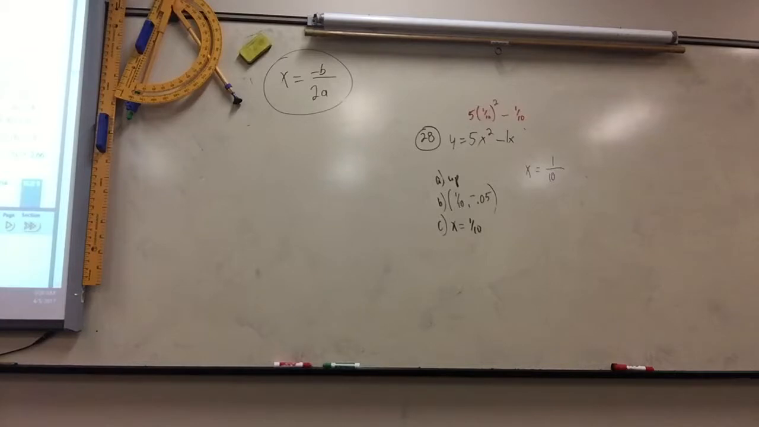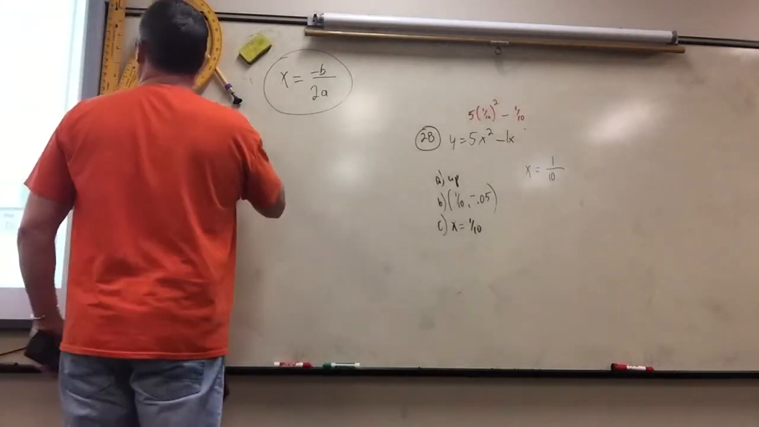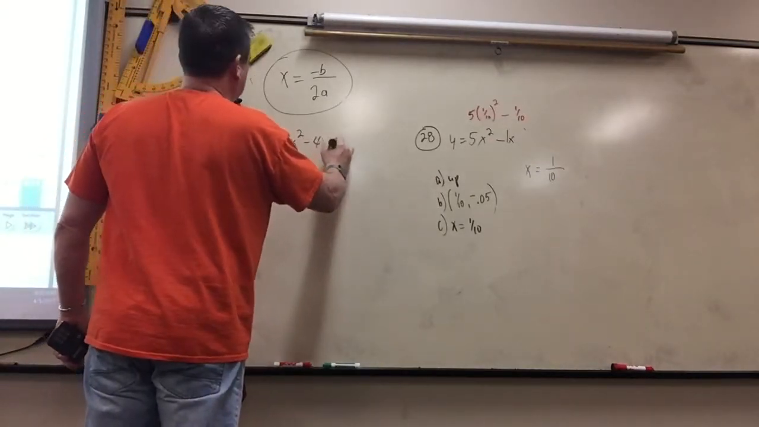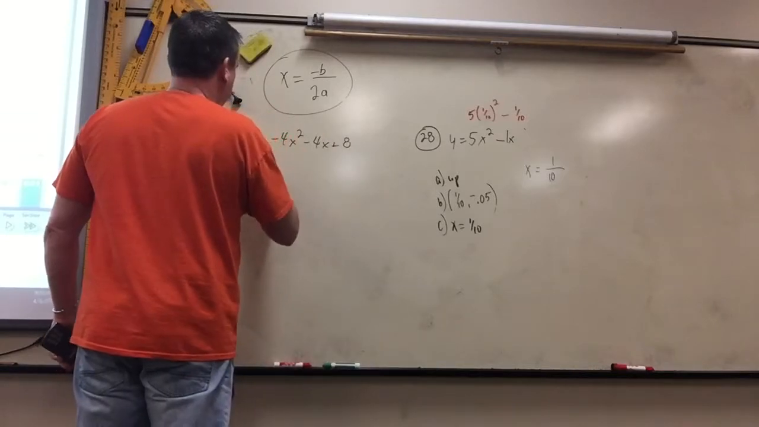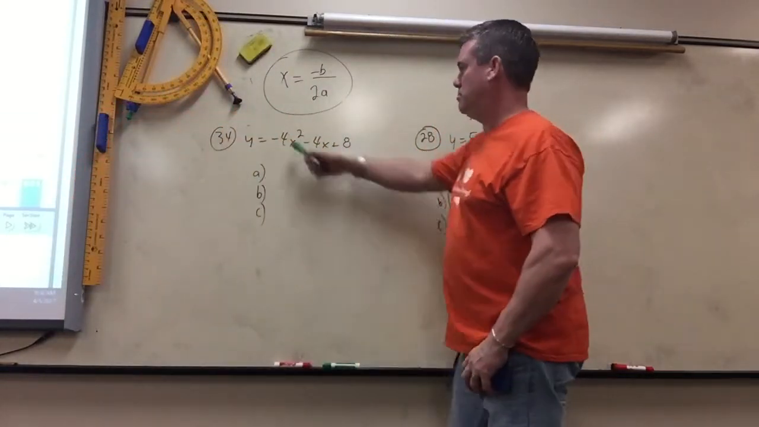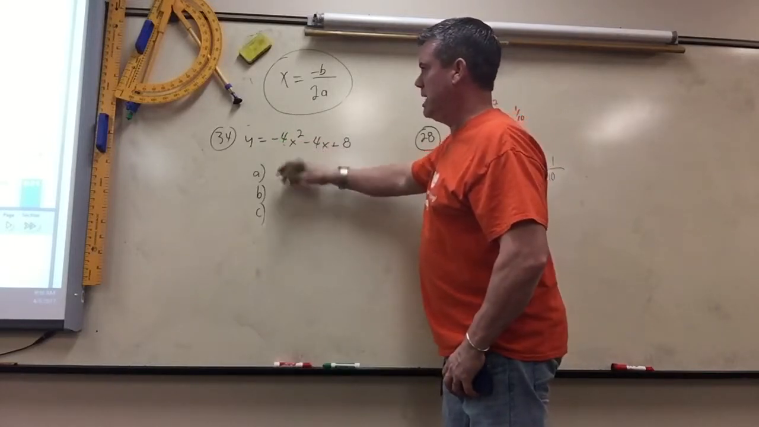So there we did one without a B or a C. Here we just had a B, so let's do one with all 3. 34. Okay. So A, does it open up or down? Down.